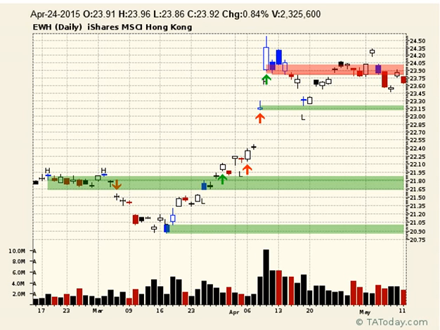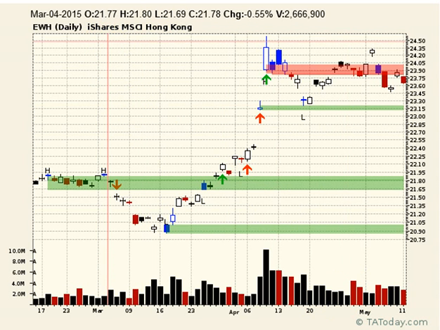Yesterday we started talking about range trades. We talked about the S&P 500. Today I'm going to look at the Hong Kong shares and talk about a different type of range that's developed here in the Hong Kong market. And there are others, and we'll go to those in the coming days.